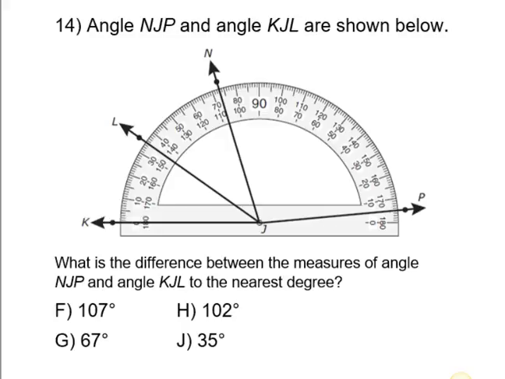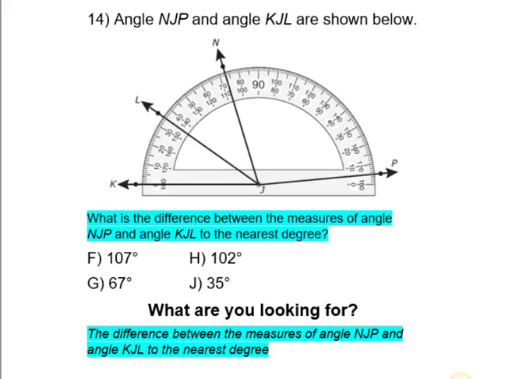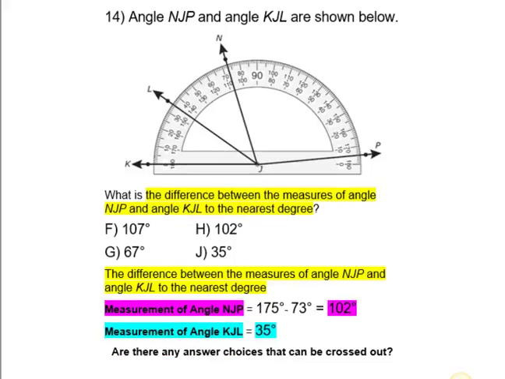What are we looking for? We are looking for the difference between the measures of angle NJP and angle KJL to the nearest degree. What information can help us find the answer? We need to find out the measurements of angle NJP and angle KJL. For NJP, our angle measurement is 102 degrees, and for angle KJL, our measurement is 35 degrees. Based on this information, are there any answer choices we can cross out? And remember, we are looking for the difference of these measures.